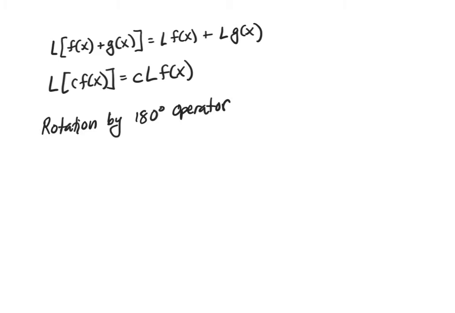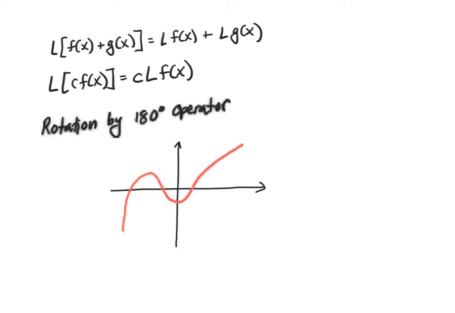Graphically, that's easy to represent. For example, imagine a function like this. If we apply our rotation by 180-degree operator to it, our function is going to end up looking like this. Mathematically, what we've done is we flipped our function over the y-axis, and then we flipped it over the x-axis.